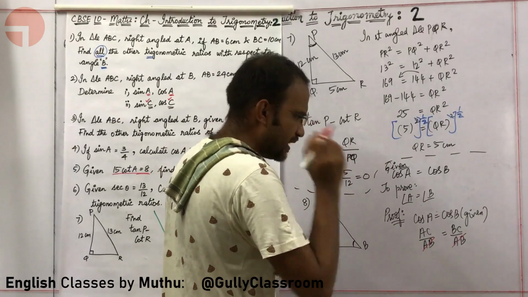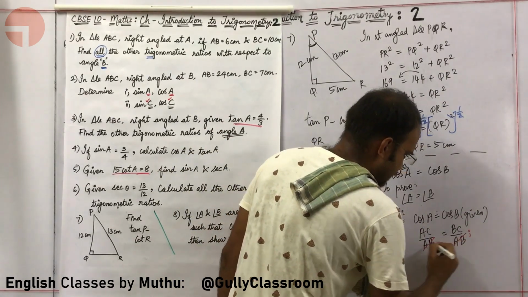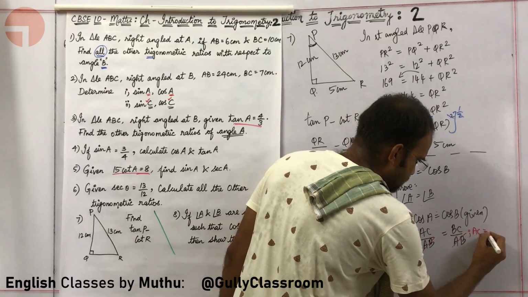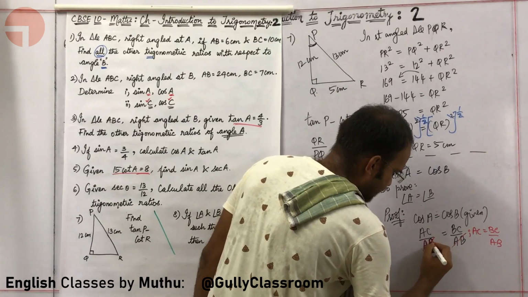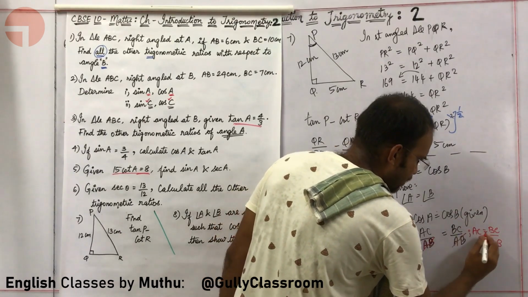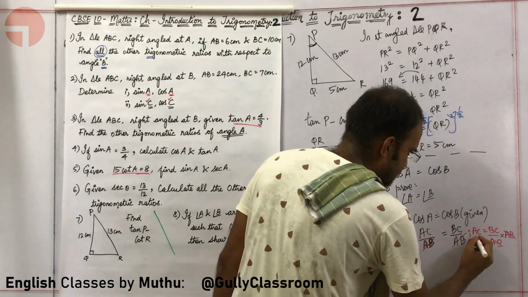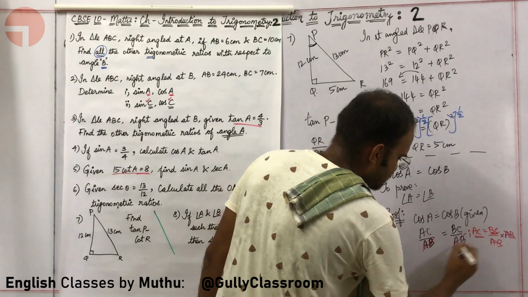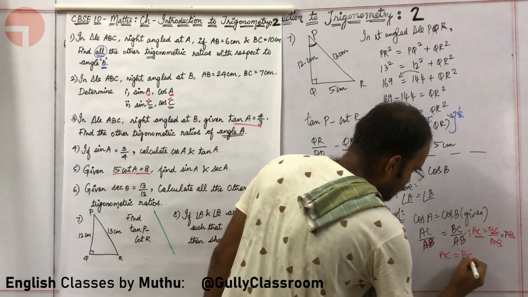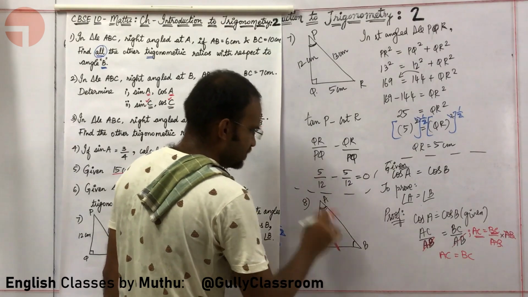How am I supposed to understand this, sir? The simple idea is, you can do this in another step: AC by AB is equal to BC by AB. This particular AB can be taken to the other side by cross multiplying. Now this AB and this AB will get cancelled. So basically, sorry, AC is equal to BC. Both these sides are the same.